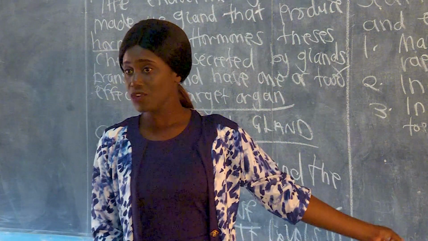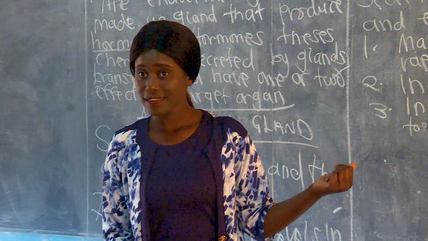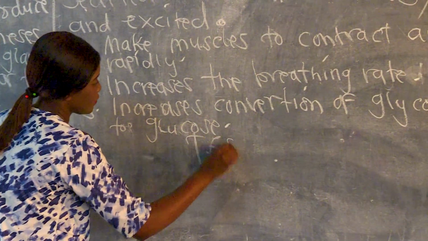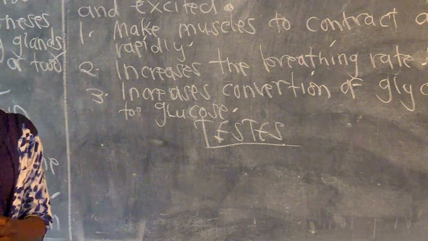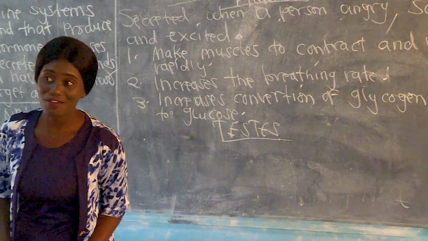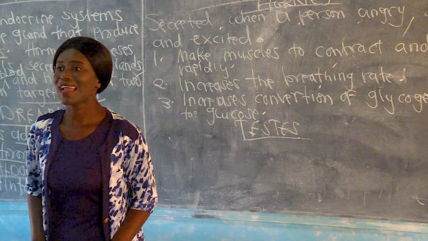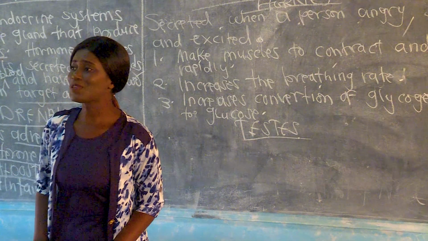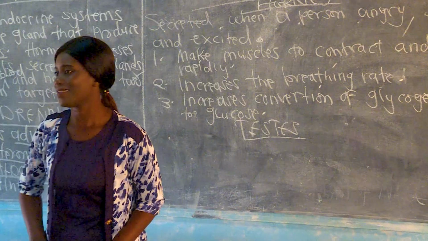I say after the adrenal glands, we look at the what? The testes, right? Alright, so we start with the testes. Just in case you never know, the testes are also very good examples of the glands of the endocrine system, and they produce a hormone by the name of testosterone.